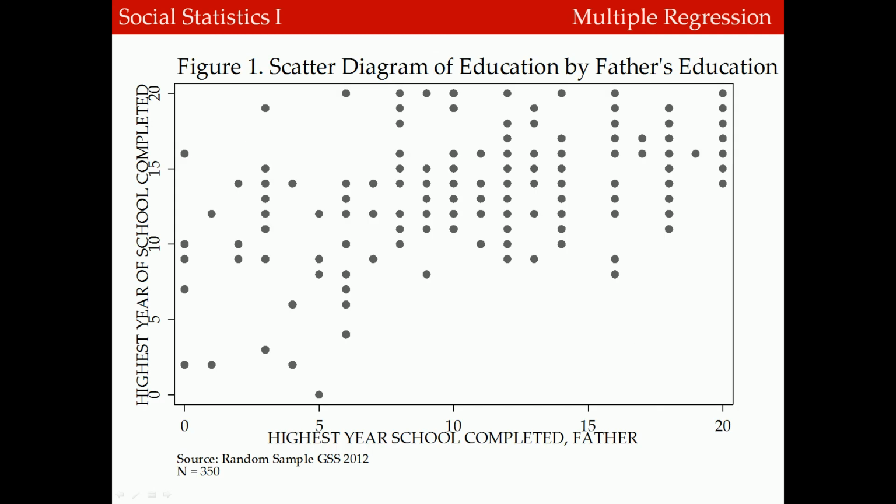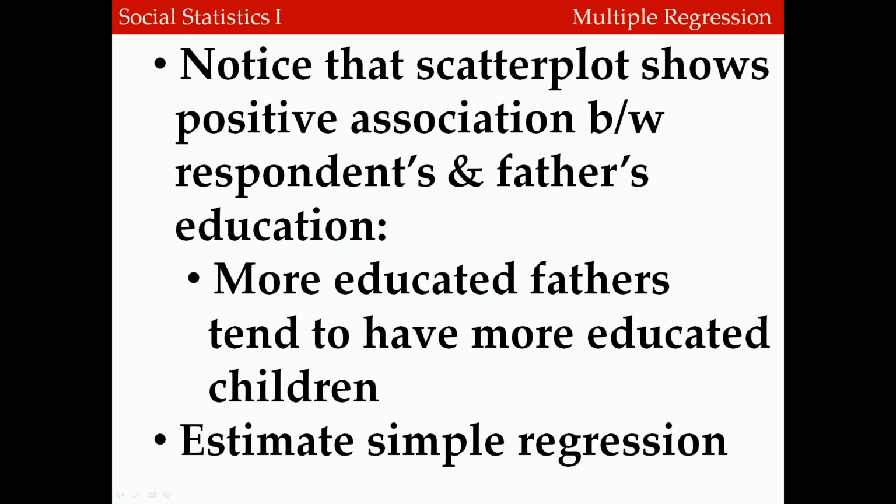The scatter diagram shown in this slide relates father's education as an independent variable, which is arrayed along the horizontal or x-axis, to the respondent's education, which is the dependent variable, arrayed along the vertical or y-axis. The scatter diagram also shows the values for all 350 points used in the analysis, which basically graphs their relative location of father's education against respondent's education. If we look at the pattern here, we can see that as father's education increases, so does the respondent's education. In other words, there's a positive relationship between father's education and respondent's education. More educated fathers tend to have more educated children, and vice versa.